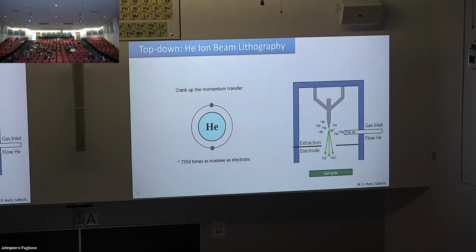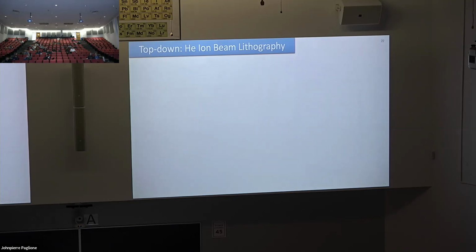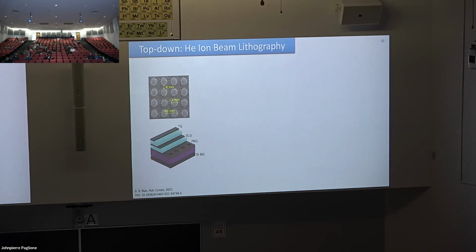This is a simple schematic of a helium-ion beam microscope. You ionize a stream of helium atoms, and you accelerate them towards your sample. There's a lot of very complicated electronics going on in terms of focusing this stream of helium, but this is the basic principle. Just going to go through this quickly in 2% time.